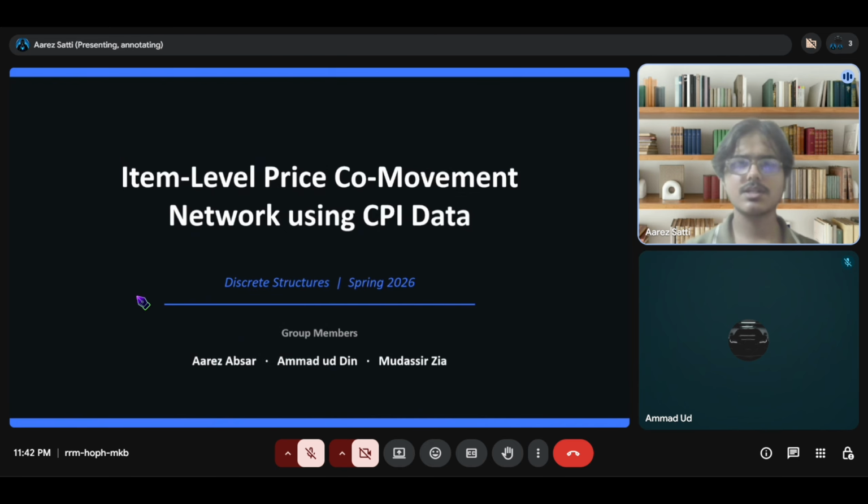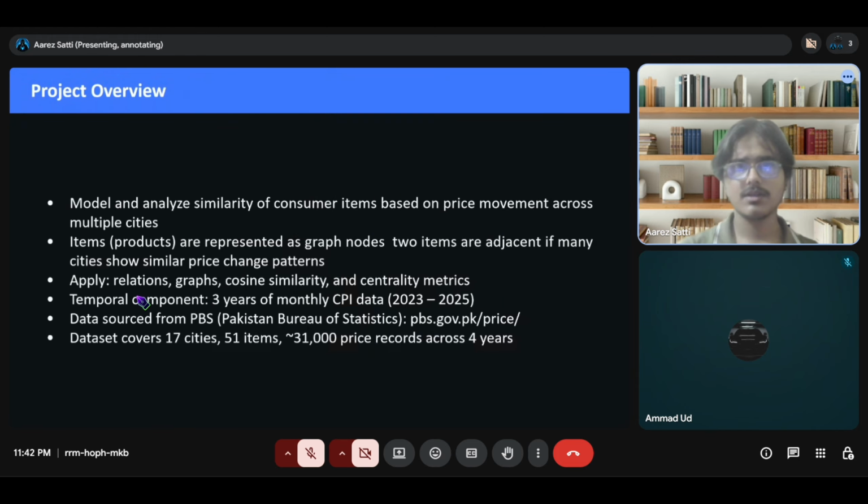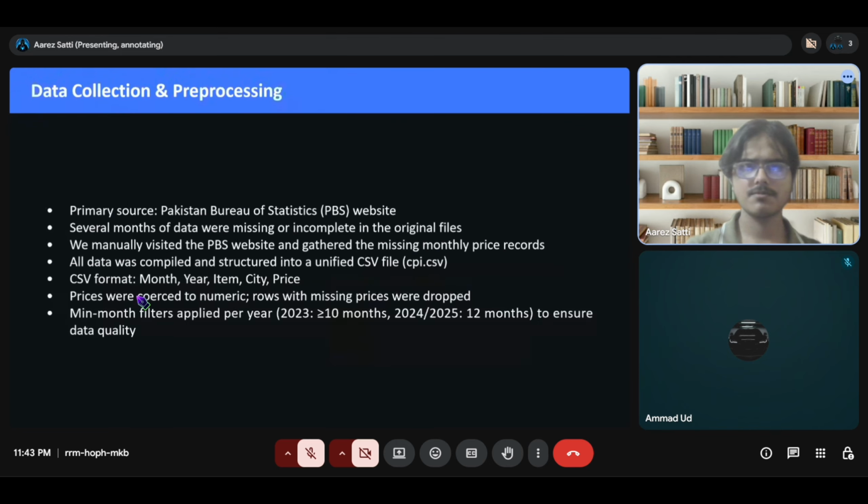So our project was basically on item level price co-movement networks using CPI data. The core idea of the project is that instead of looking at cities as nodes in a graph, we flipped it. We made the items the nodes. Two items get connected by an edge if a lot of cities show similar price movement patterns for both of them at the same time. The concepts used from discrete structures were relations, graph theory, cosine similarity, and centrality mechanics.